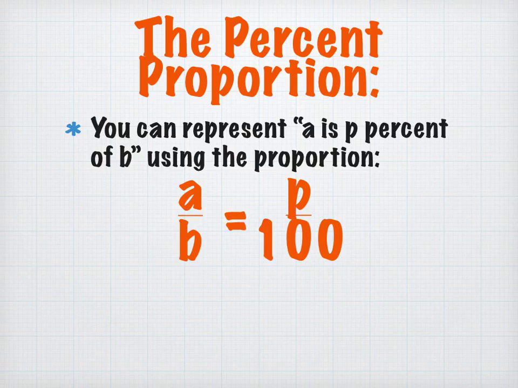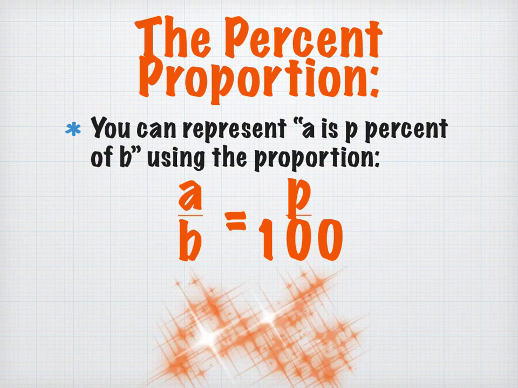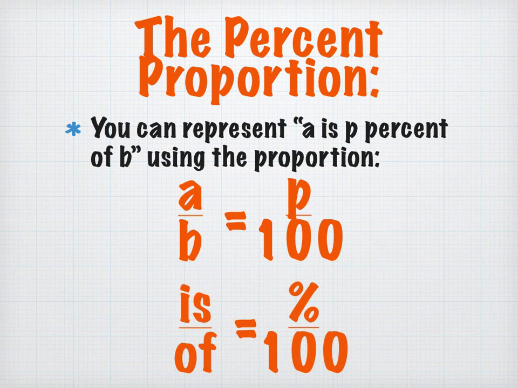Kind of an easier way to think about these problems is using the keywords is and of. If you notice, it says A is P percent of B, and we had A over B. So an easier way to think of that would be to just take is over of equals whatever the percent is over 100. So the keyword is goes on top. Whatever number goes with is goes on top. Whatever number goes with of goes on the bottom.